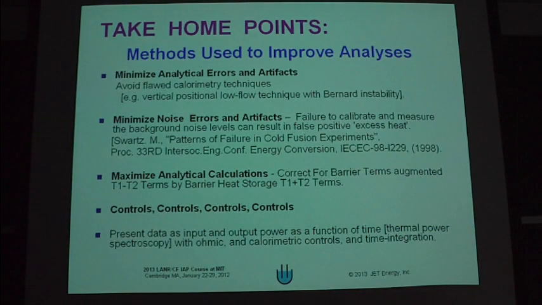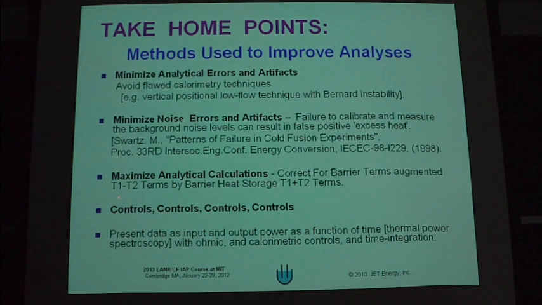Okay, take-home points. If you want to improve your analysis, avoid flawed calorimetry. I'd avoid low flow, vertical positional flow calorimetry. Make noise measurements so you make sure that you're driving the system above the noise of the system. And we have a paper here. I brought a series of papers for people who are interested that we published on this. And this one you might want to check, Patterns of Failure in Cold Fusion Systems, where we go through and talk about where we think several people in the field might have amplified what they really got.